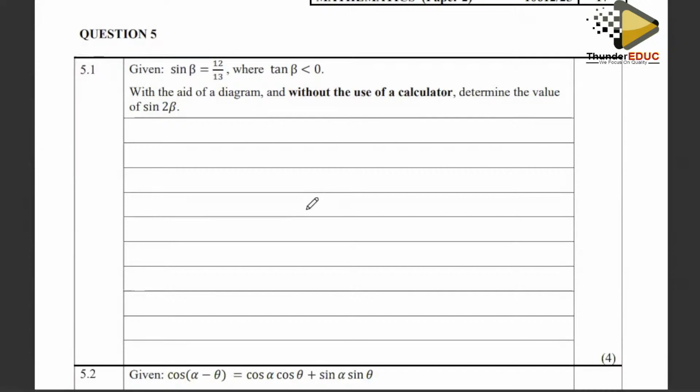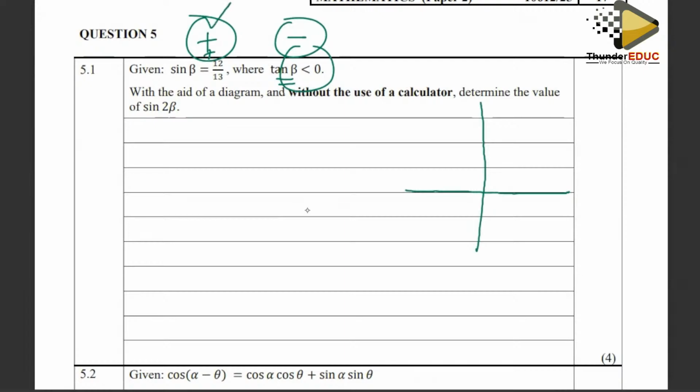They're telling us that the sine of beta is positive 12 over 13, where tan beta is less than 0, meaning that the tan is negative. The sine is positive. With the aid of a diagram, without a calculator. Okay, so for 4 marks, they're going to give us 2 marks for the sketch first. So we know that sine is positive in the first quadrant and the second quadrant.